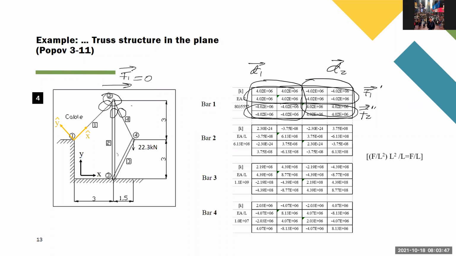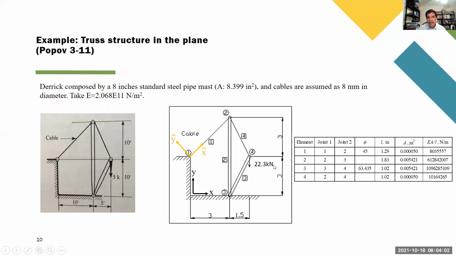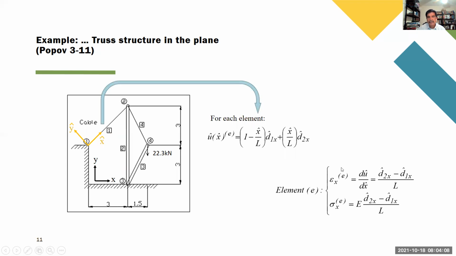So we have to do that for every element. I'm going to check, for example, for bar 3. Let me go back to recall element 3. Element 3 goes from joint 3 to joint 4.